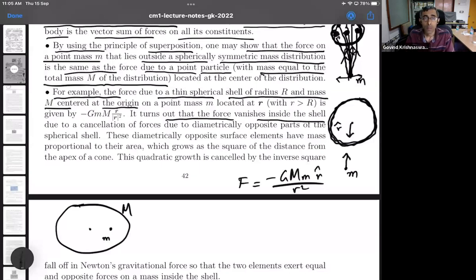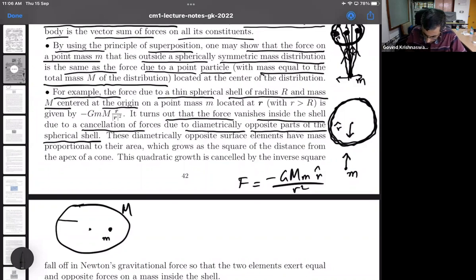Yeah, so Kaustubh has it right. The force is 0 inside. And there is a nice little geometric argument why this is the case. It is due to cancellation of forces due to diametrically opposite parts of the spherical shell. Okay, so that is the idea. So let's look at that. I want to know the force on this little mass here.